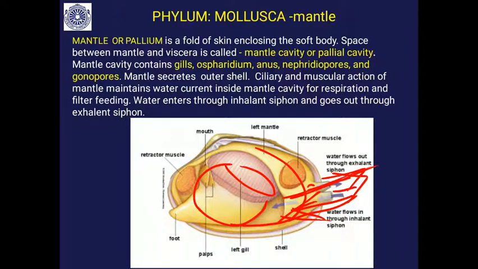So this is about the mantle. The mantle is the basic structure which covers the viscera in mollusca, and it also contributes to the shell. Shell is produced by the mantle. How it produces shells, we will study later.